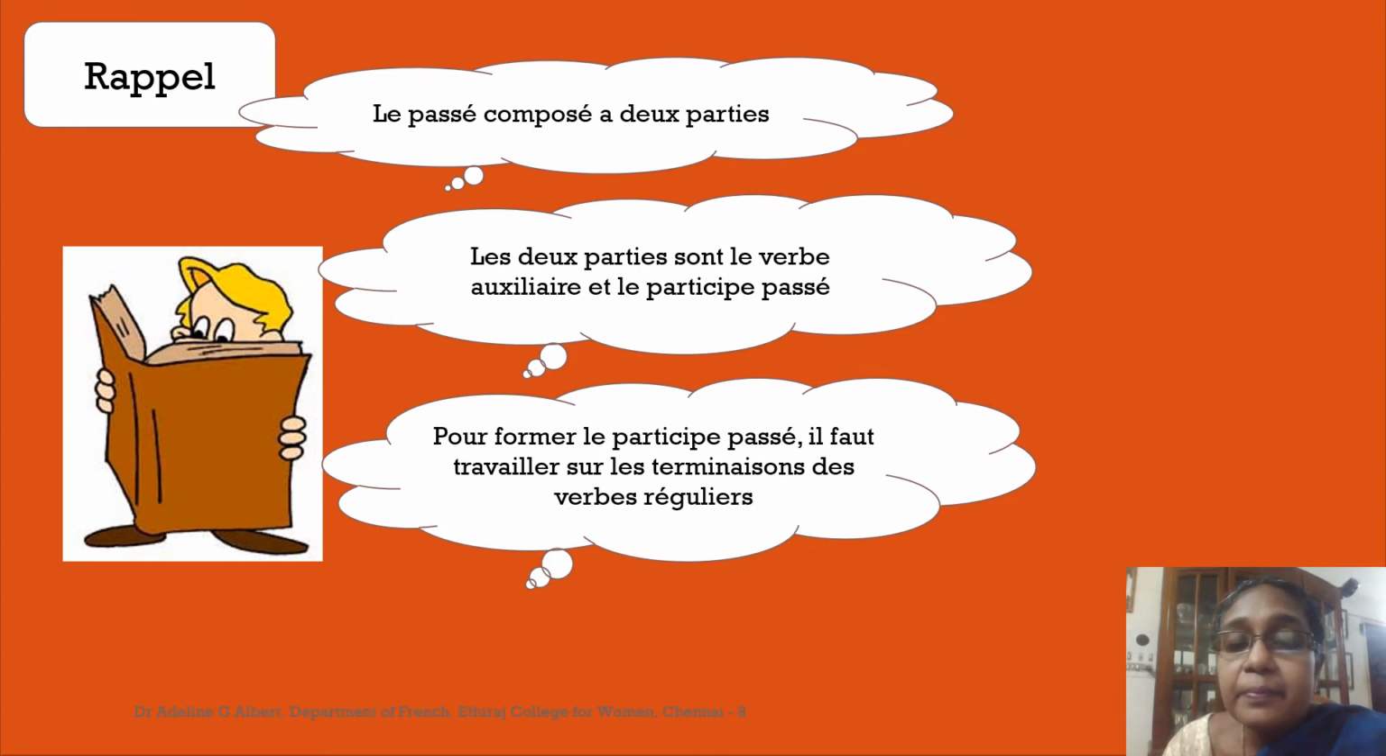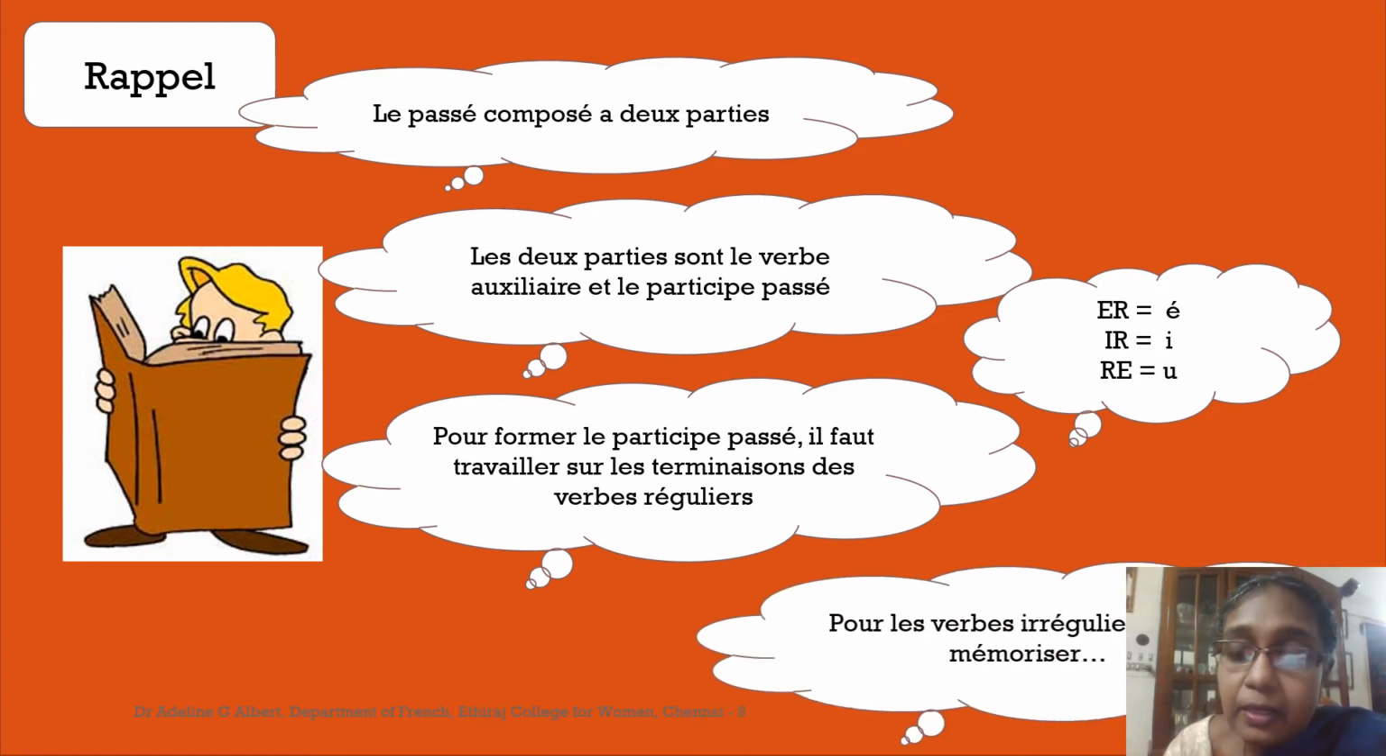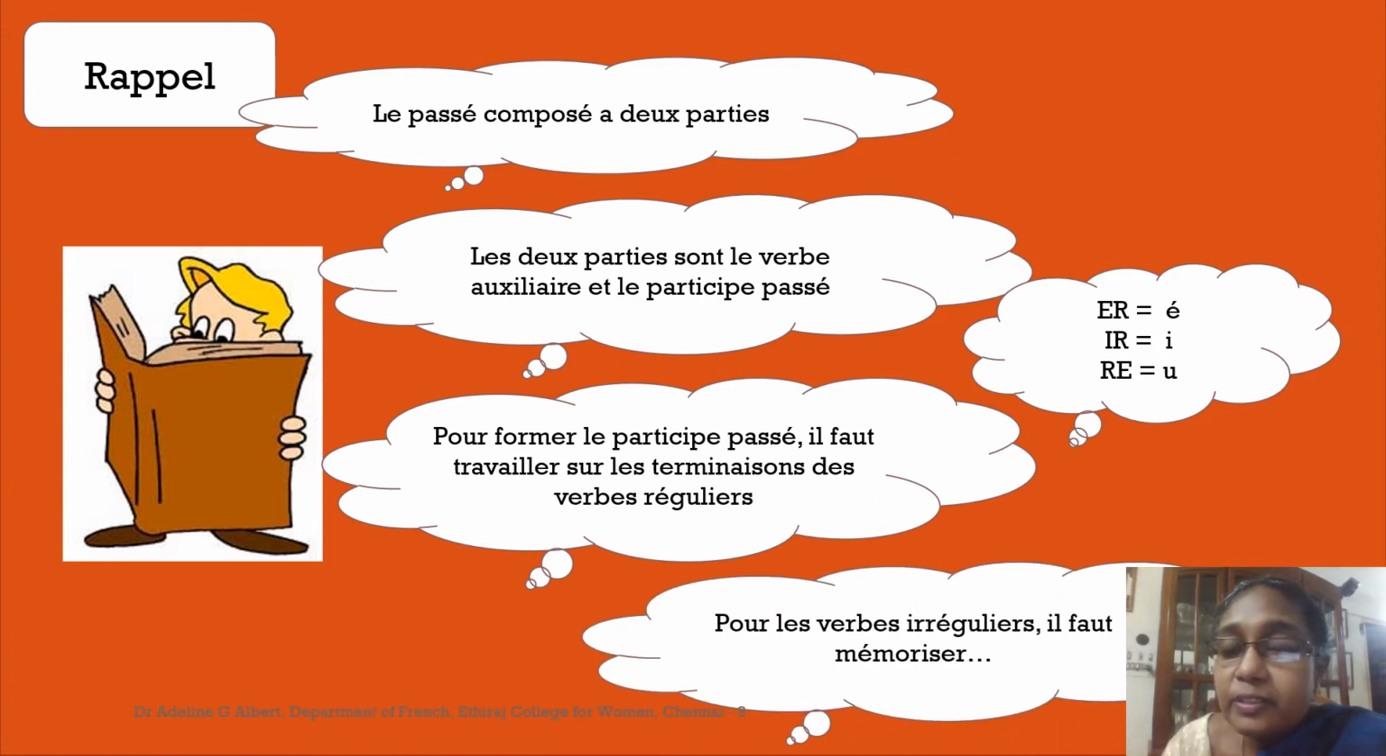Pour former le participe passé, il faut travailler sur les terminaisons des verbes réguliers. So for regular verbs, you have to work on the endings of the infinitives. By that I mean ER verbs, the ending is replaced with é. IR verbs, the ending is replaced with I. RE verbs, the ending is replaced with U. Pour les verbes irréguliers, il faut mémoriser. For irregular verbs, you must memorize. Alright? Okay, that is our first reminder or recap.